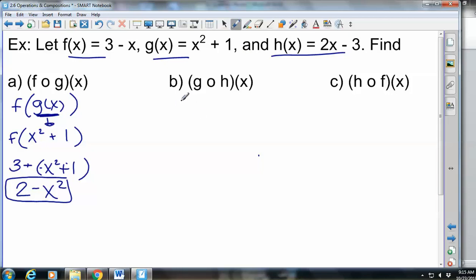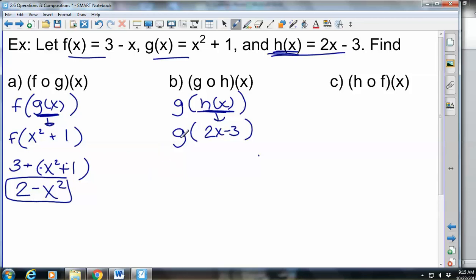G composed with H of X. So that is asking for G of H of X. Start on the inside. What is H of X? Sorry, replace that with 2x minus 3. No, the whole thing. H of X itself is equal to the 2x minus 3.